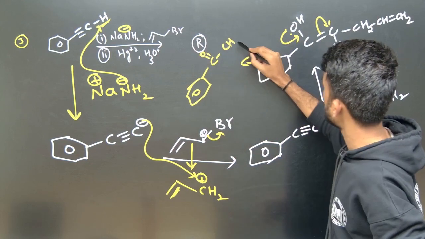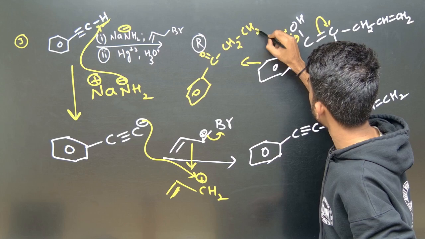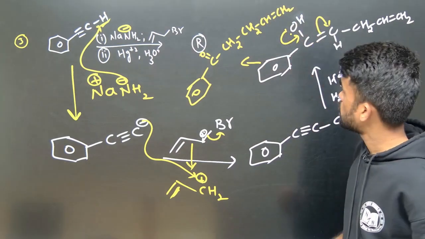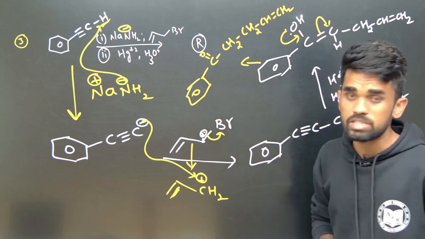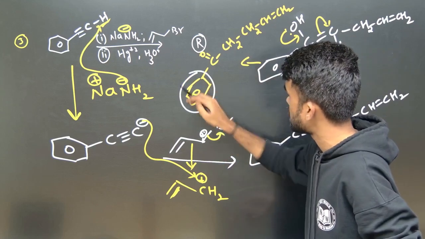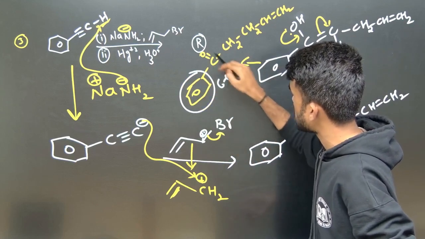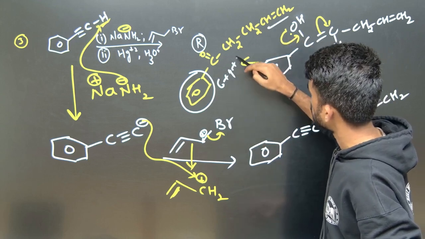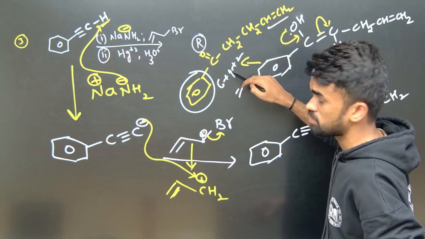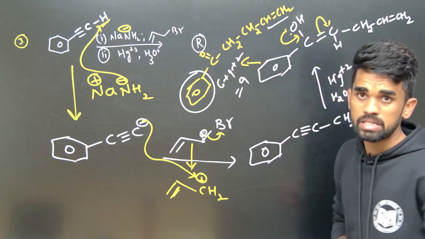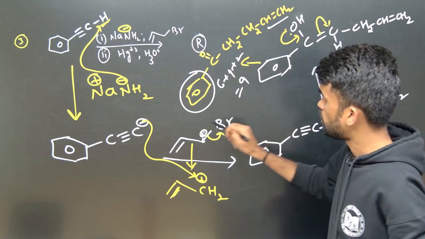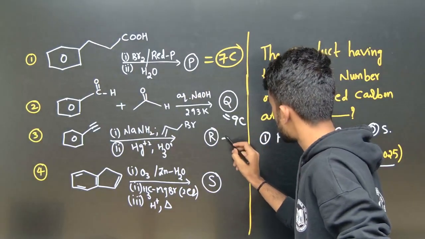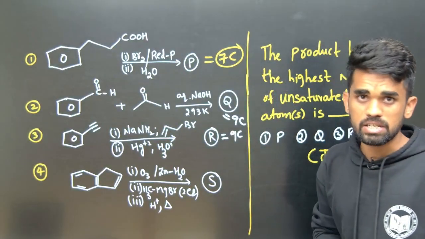To this I am writing CH2 group, CH2, CH double bond CH2. So this is the product form. Now tell me how many carbons are unsaturated here. All the 6 carbons are sp2, so 6, and this also has one pi bond, so one carbon I am writing, and here 2 carbons, so 2. Totally, 6 plus 1 is 7, plus 2 is 9. So 9 carbons are unsaturated here. So for option number 3 also, R has 9 carbons which are unsaturated.